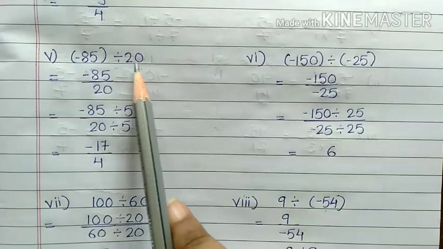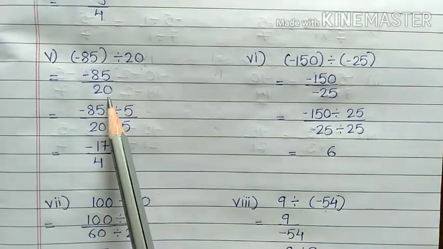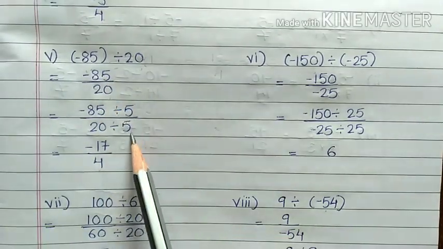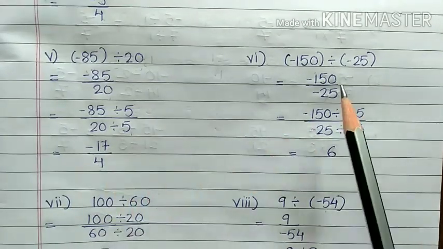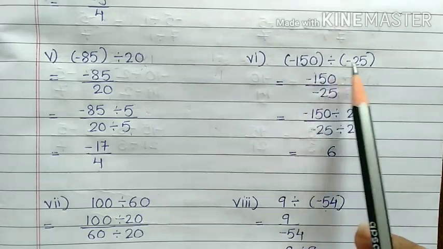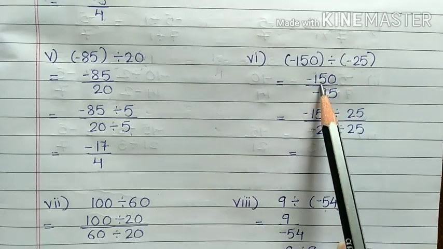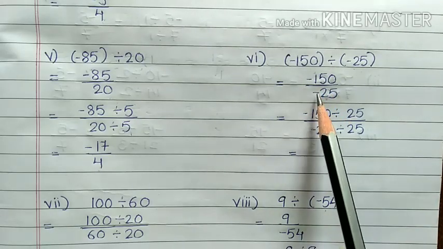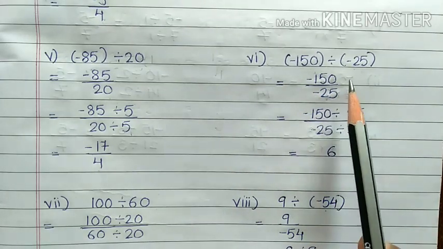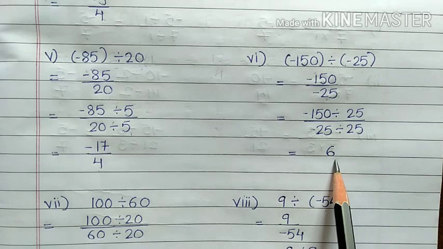Minus 85 divided by 20. Minus 85 upon 20. It is divisible by 5. Minus 17 upon 4. Minus 150 divided by minus 25. Minus 150 upon minus 25. Minus minus will get cancelled. 25 sixes are 150. The answer is 6.